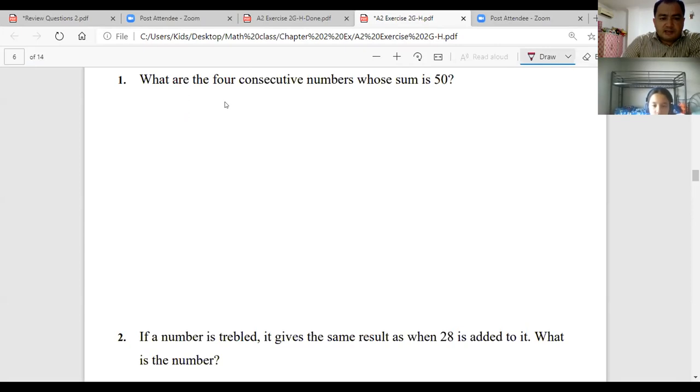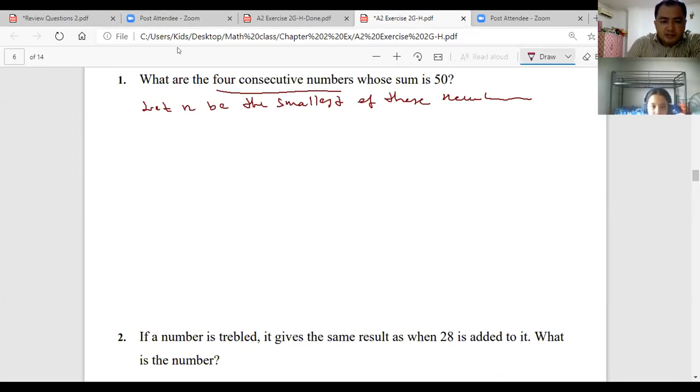So like this, let N be the smallest of these numbers. If N is the smallest number, we are talking about four consecutive numbers, right? So the first one is N. What is the next one? It is N plus 1. What is the next one? N plus 2. What is the next one? N plus 3, right? So that's equal to 50.